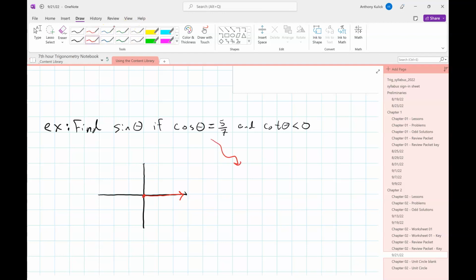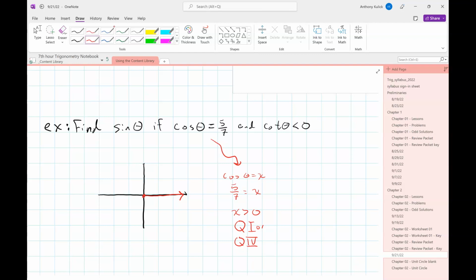Well, I remember that cosine theta is equal to x, right? So I know cosine theta is 5/7. So I can say x is equal to 5/7. Or mostly what I care about is just that x is a positive number. What quadrants is x positive in? 1 or 4. So I know my terminal side for my angle needs to lie in quadrant 1 or 4.